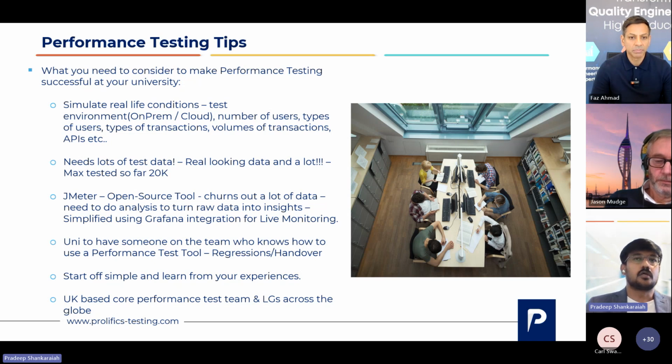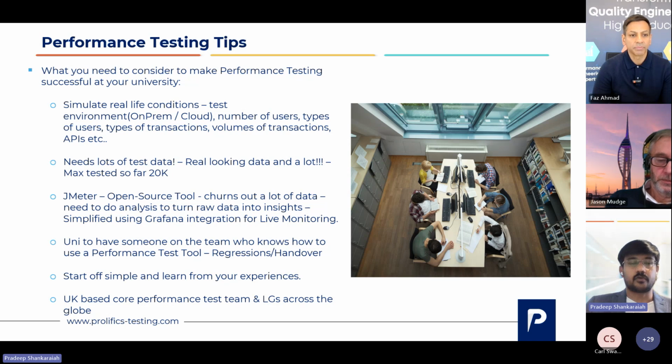It's good to have one of your unit team with some knowledge of the tool, because of regression runs. Universities benefit from taking the handover of our pack and running the regression tests themselves. We have handed this over to some universities, who benefit from our pack to do their performance test regressions on smaller releases. Obviously, for major releases, they would come and talk to us for a performance test service, while for some of the regressions they would do it themselves.